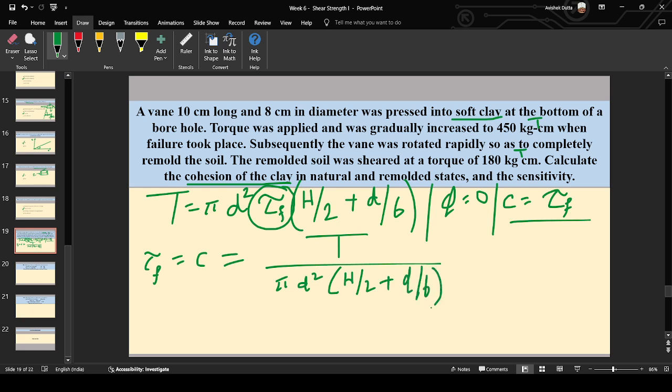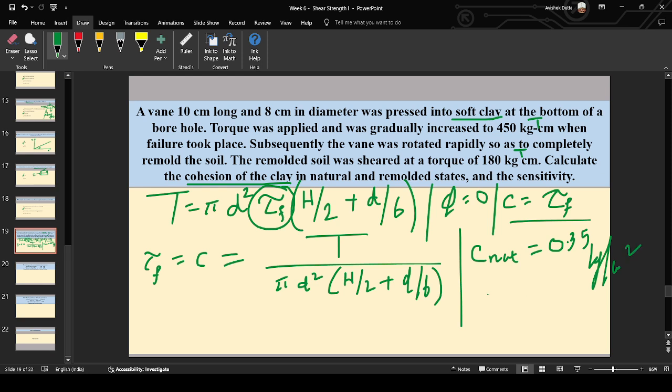Now I will use this equation twice, once with T equal to 450, another time with T equal to 180. For T equal to 450, we will get the natural case where it was not remolded. So for C natural, once we put T equal to 450, D equal to 8 centimeter, H equal to 10 centimeter, and again D equal to 8 centimeter, we'll get C natural equal to 0.35 kg per centimeter square.